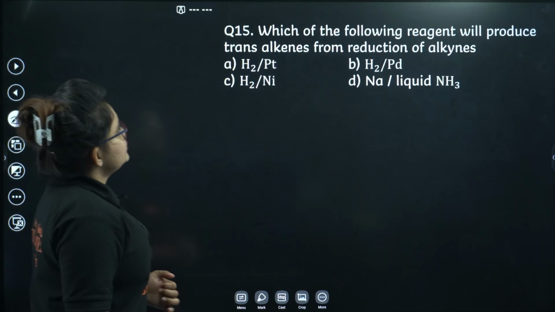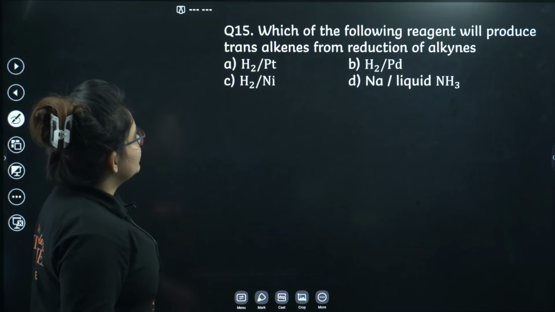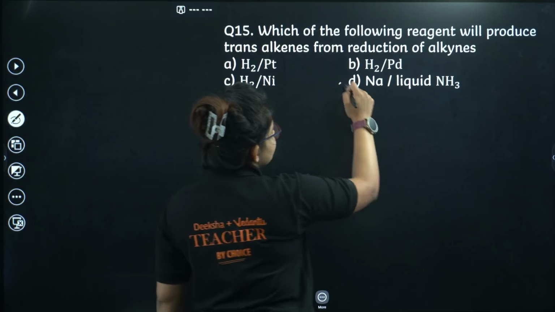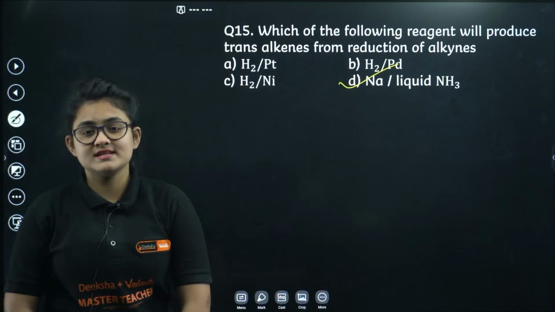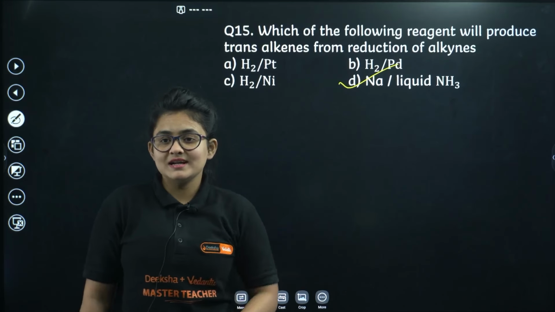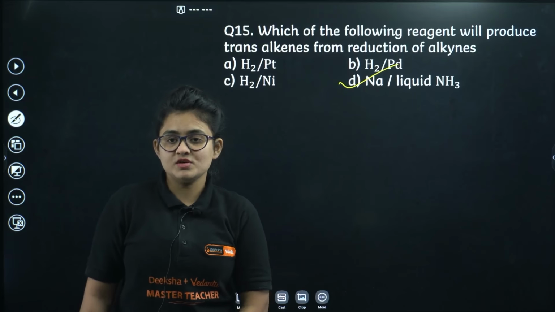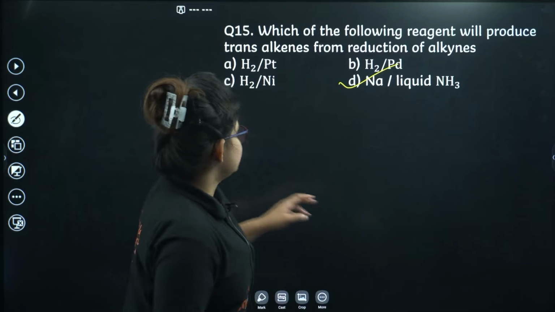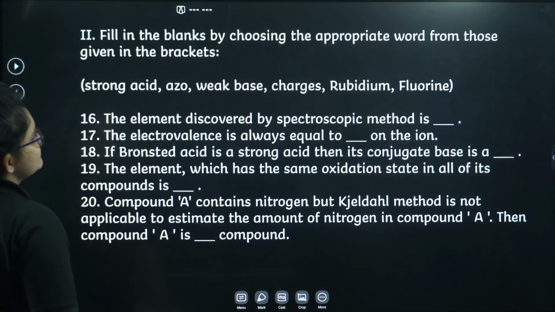Okay. Which of the following reagents will produce trans-alkene from the reduction of alkynes? Sodium in liquid ammonia will produce trans-alkene. If you give Lindlar's catalyst, that is H2 in presence of Pd, BaSO4, then you will get cis-alkene, right? Let's proceed.